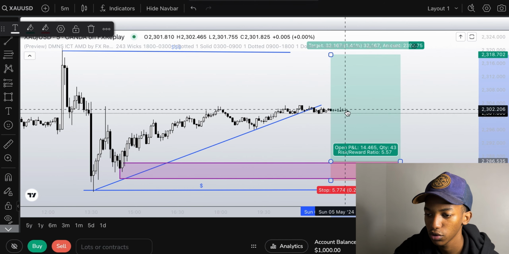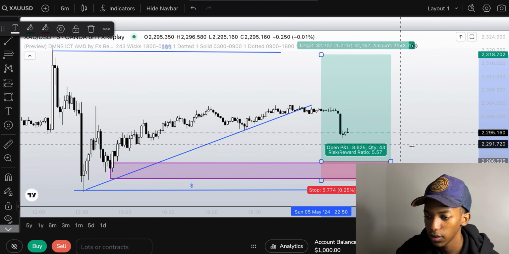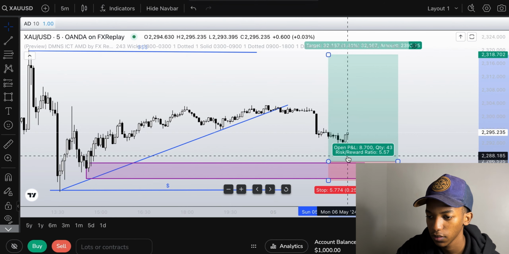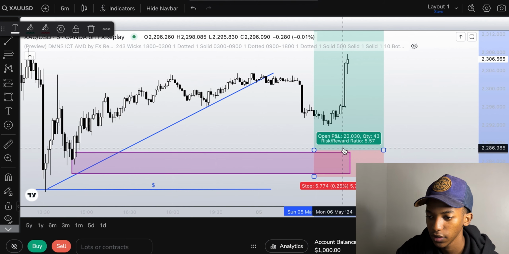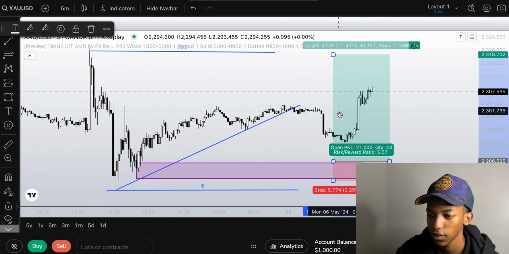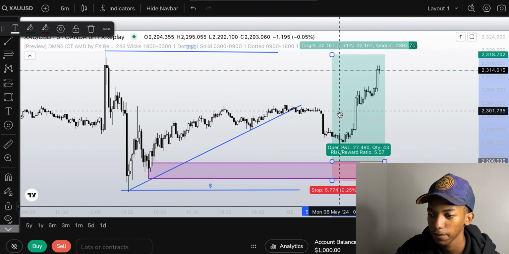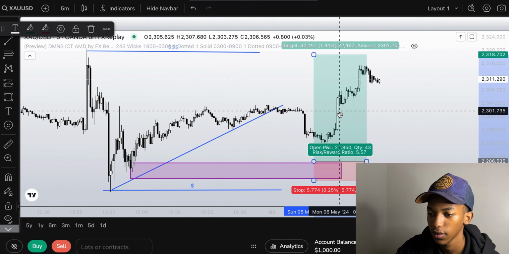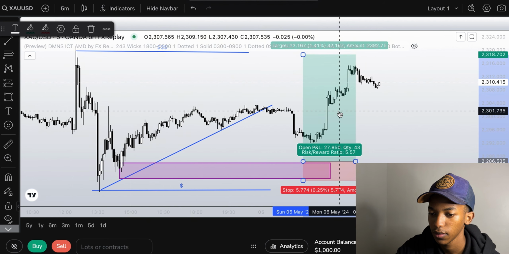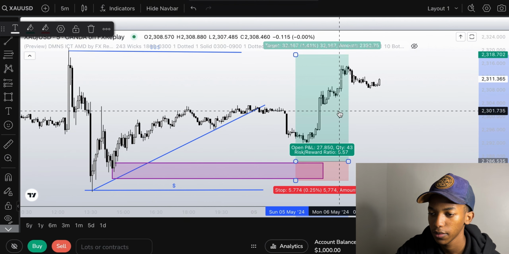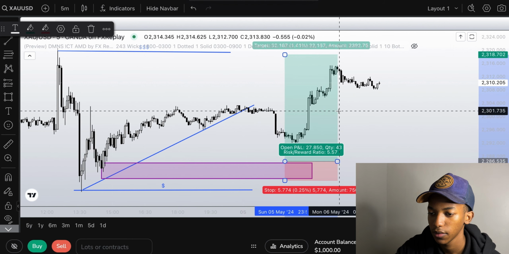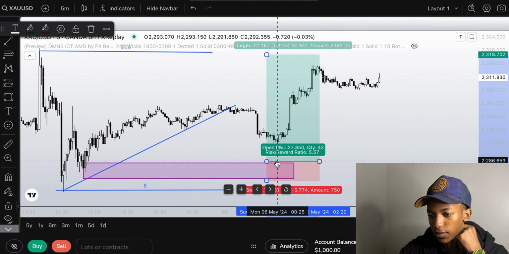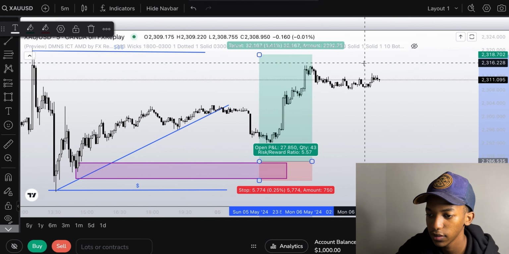So price continued to consolidate in this area, and yeah, we've got a dip. So we have to wait for price. Okay. All right, as you can see, price came back, and this is our target.